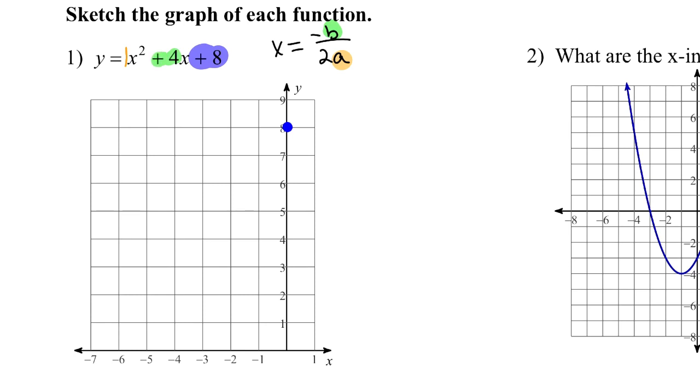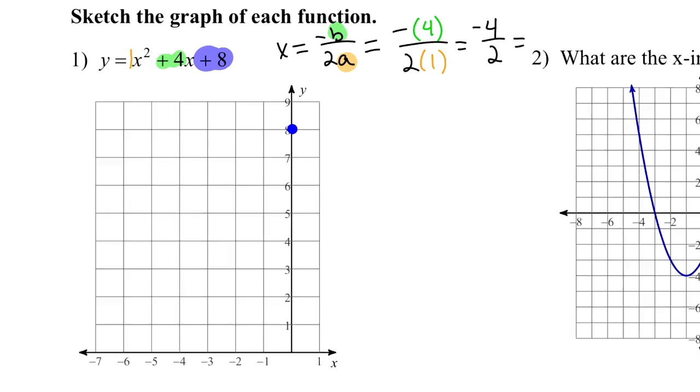So I can use that little equation to find the axis of symmetry. So we have negative b, which is negative 4, over 2 times a, 2 times 1. That turns out to be negative 4 over 2, which is negative 2. So that says that our axis of symmetry is this line right here.